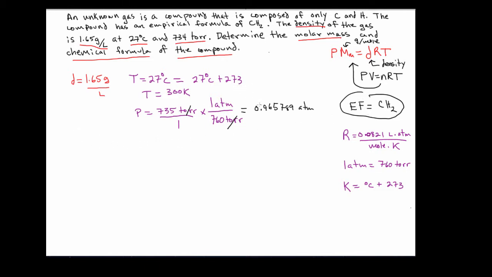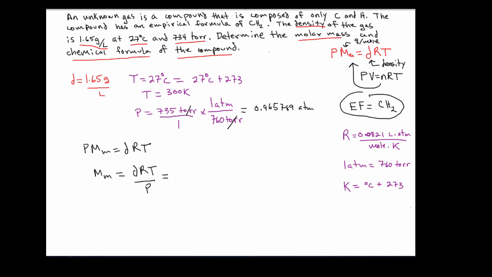All right. So now that we've converted the various information we've been given to the correct units, now we can solve for the molar mass of the gas. So P times molar mass is equal to dRT, and we're going to divide both sides of this equation by the pressure. So this is actually going to give us the molar mass of the actual compound itself. So molar mass will equal the density times RT over P.